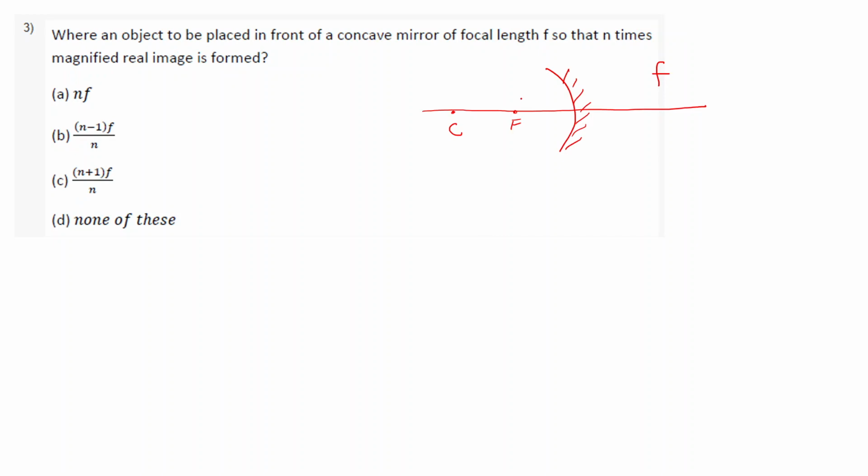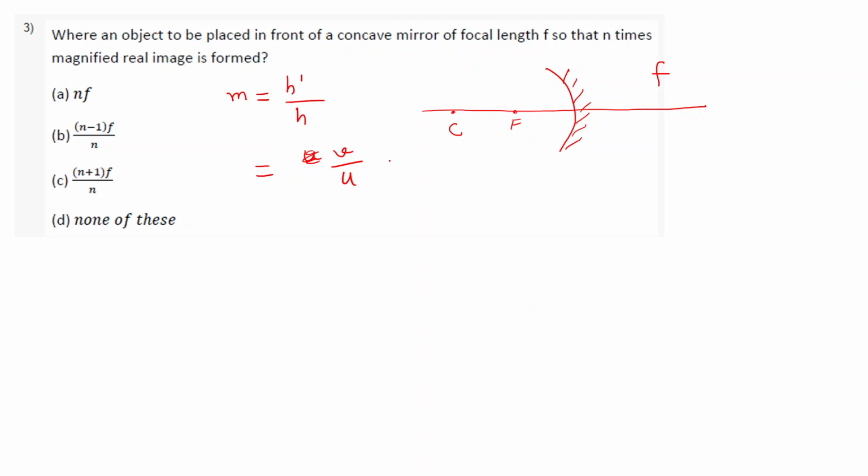Yeah, so we were doing this question. The question was: where should I place the object so that the image is n times magnified than the object? The magnification formula I told you is h prime divided by h, but we don't know the height of the image or the height of the object. What we know is that in terms of u and v we can tell. So as I told, it will be v over u, and for a concave mirror we will see if it comes out to be positive or negative.